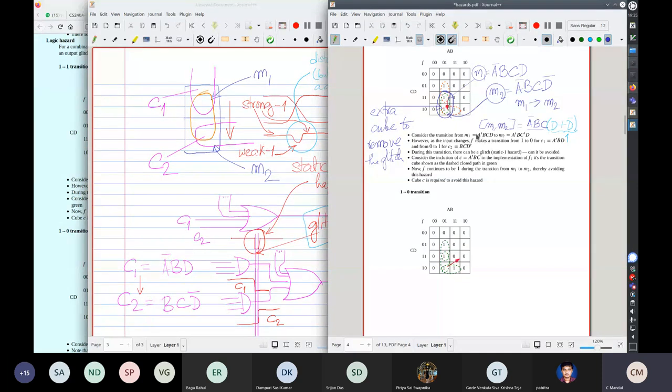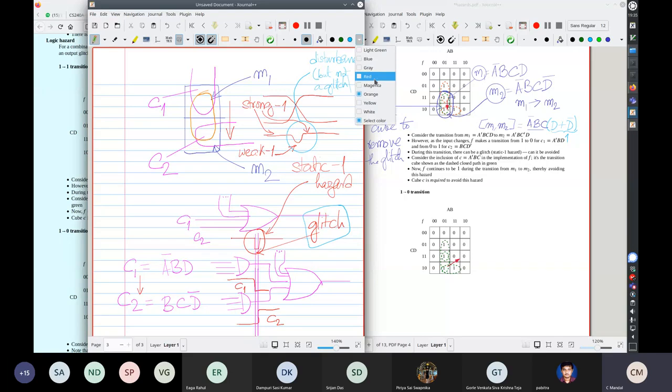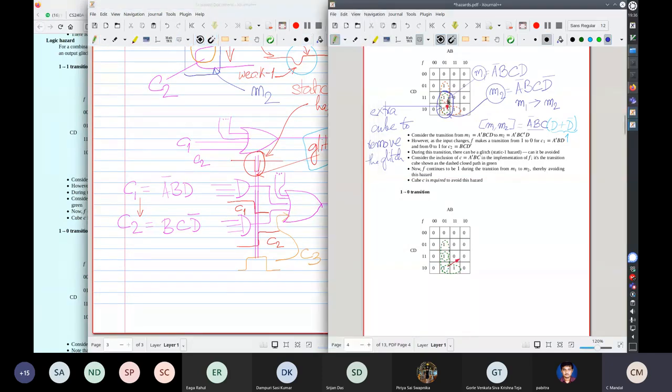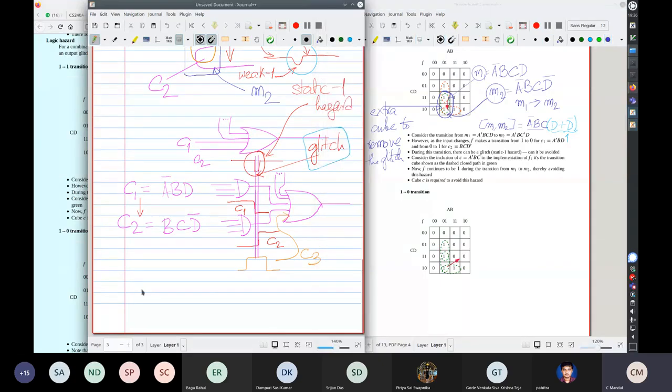So I think it is quite obvious that if you have this extra cube, you will not have that glitch. If I can show the behavior of that extra cube over here, because of that extra cube, I'll probably have something like this. So this is the cube C3. What is this cube C3? Cube C3 is A bar B.